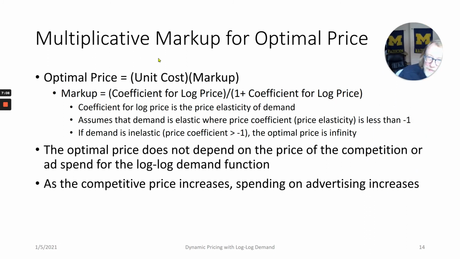So what you have with the log demand function is that you have the markup. You just have a constant, multiplicative markup, where you take the unit cost or the variable cost and multiply it by the coefficient of log price divided by 1 plus the coefficient of log price, right? So that's a pretty simple kind of thing. And in this kind of model we're fitting, the optimal price does not depend on other factors. So that's very simple.